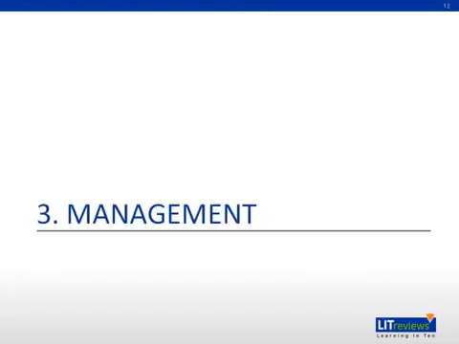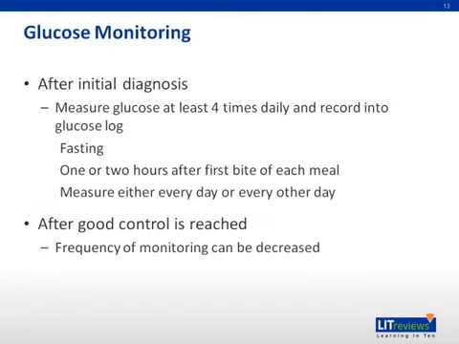Finally, we'll talk about the management of GDM. After the initial diagnosis of GDM, the ACOG recommends that we monitor the glucose tightly. So we're measuring glucose at least 4 times daily, and then we'll record it into a glucose log. So this consists of a fasting and then the postprandial 1 or 2 hours after the first bite of each meal. And this process can be done either every day or every other day. After good control is reached, then we can decrease the frequency of monitoring.